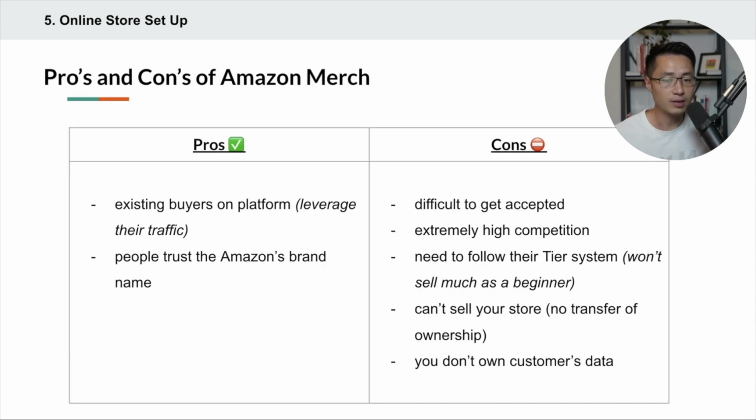Now let's look at the next popular platform for print on demand, which is Amazon Merch. Now similar to Etsy, the pros is that they have existing buyers on the platform so you can leverage their traffic. And people would obviously trust Amazon because of its brand name. Now let's look at the cons.